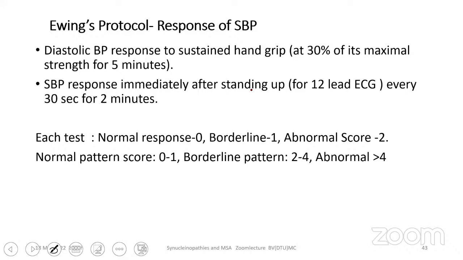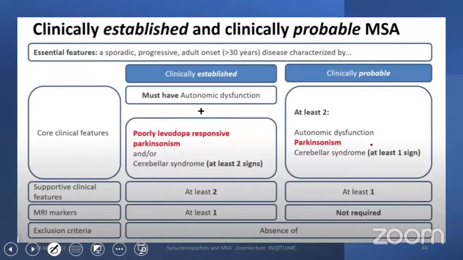Then what is the diastolic blood pressure response? Systolic blood pressure response immediately after standing up, with a 12 lead ECG, every 30 seconds for 2 minutes, you do and calculate what I said. So each test has a normal response, a borderline response, then an abnormal score. The normal pattern score is 0 to 1, borderline abnormality 2 to 4, and abnormal is more than 4. That's how all these Ewing's protocol tests are graded.